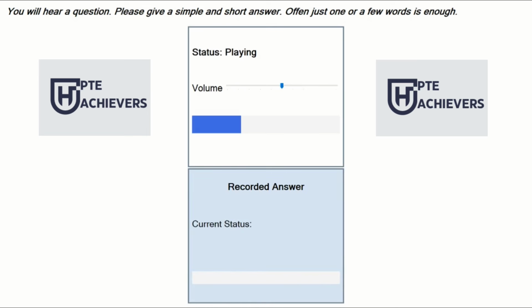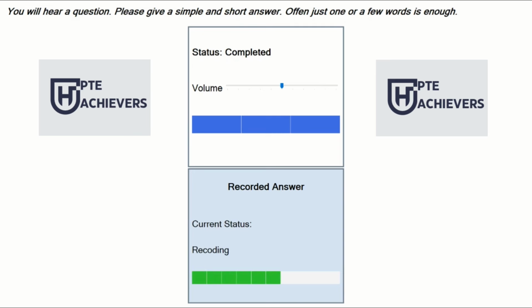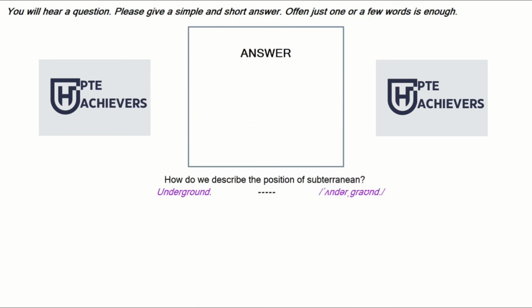How do we describe the position of subterranean? Underground.